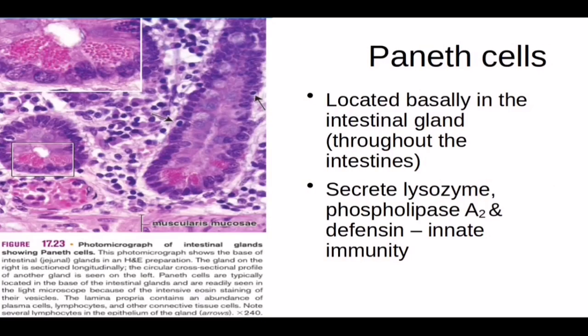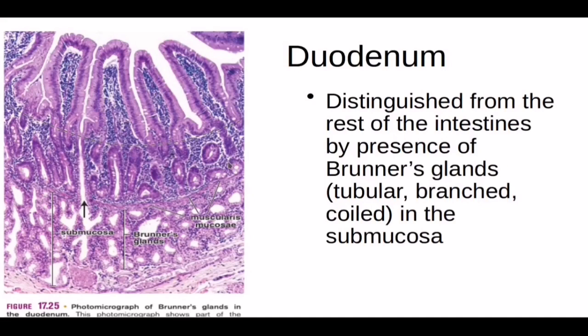So again, here you can see the Paneth cells. These are located basally in the intestinal glands. They are eosinophilic, and that's how we can distinguish them. They secrete lysozyme, phospholipase A2, and defensin, aiding in innate immunity. All right. So now let's look at the different portions of the small intestines. First of all, we have the duodenum, the proximal part of the small intestines.